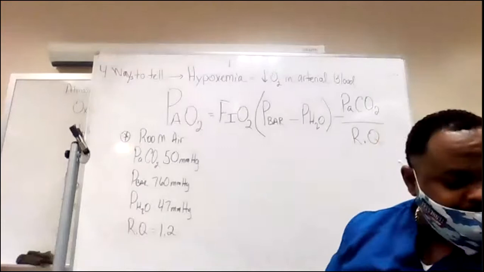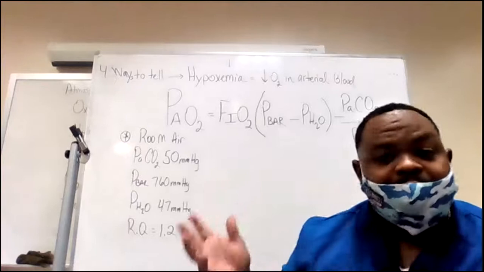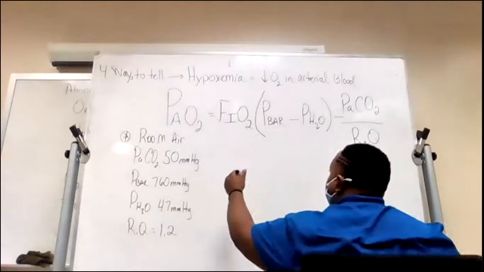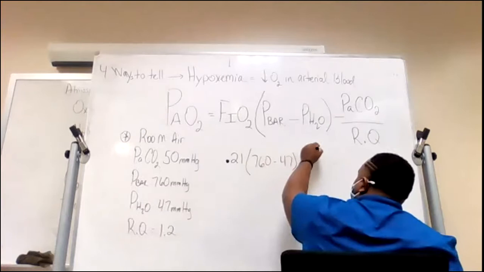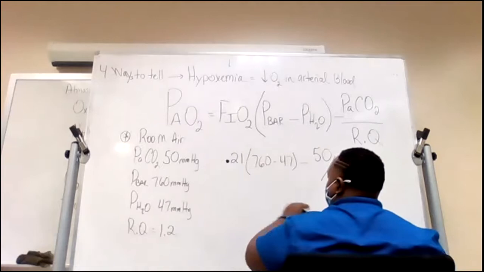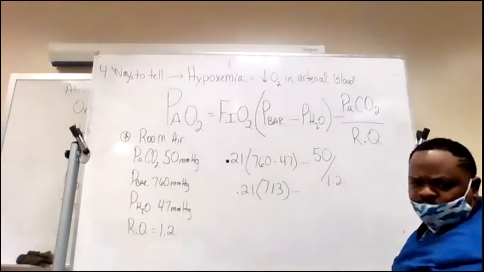Answer should be 108 millimeters of mercury. Now, you're usually not going to get more than 100, I'm just making up numbers. But this is how you should work it out. They're on room air, so that's 0.21 times P bar 760, water pressure 47, minus 50 for the CO2 divided by 1.2 RQ. All right, 760 minus 47 is 713, times 0.21, minus 50 divided by 1.2, which was 41.6.